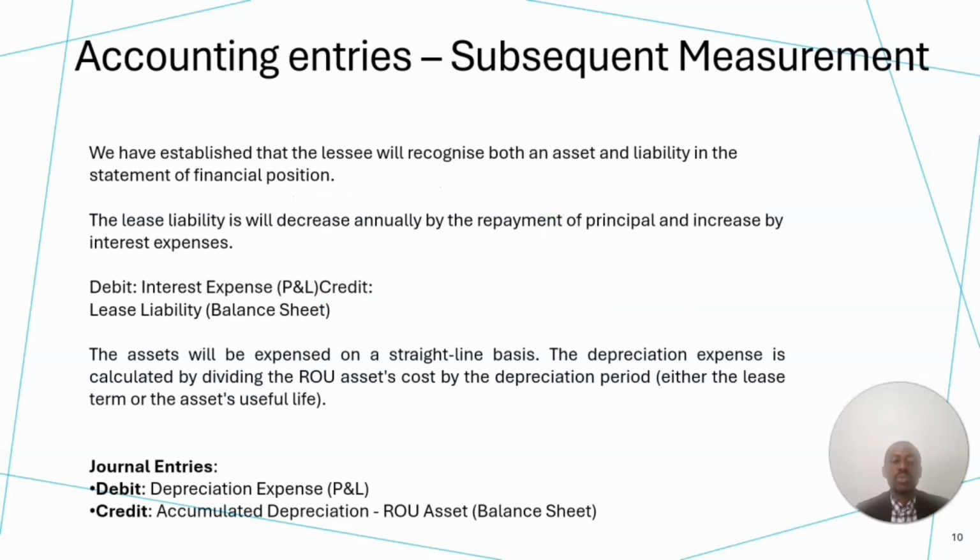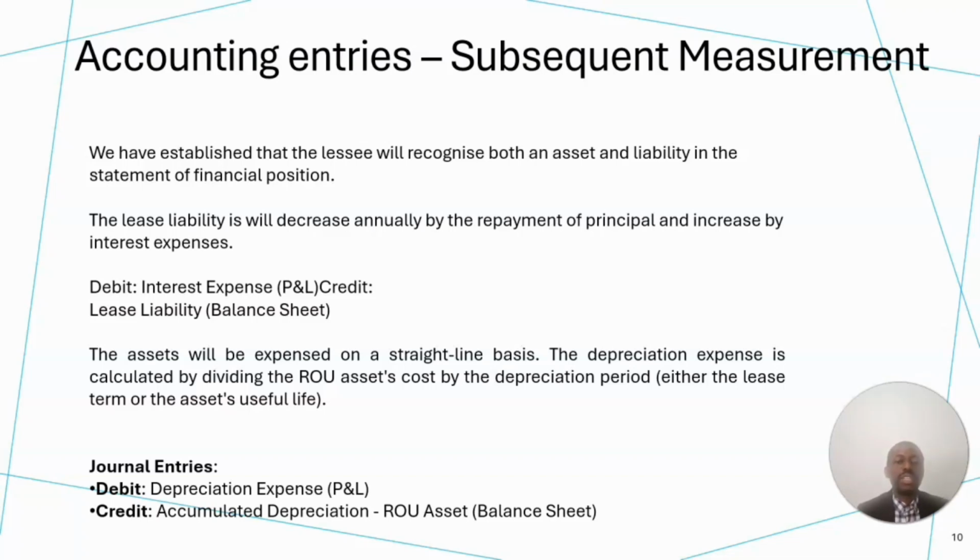Accounting entry for subsequent measurements. Subsequent measurement means after the initial recognition. I recognize the lease in my books today. At the end of the year, how do I treat the lease transaction? So we have established that the lessee will recognize both an asset and liability in the statement of financial position at initial recognition. The lease liability will decrease annually by the repayment of principal and will increase by interest expenses.